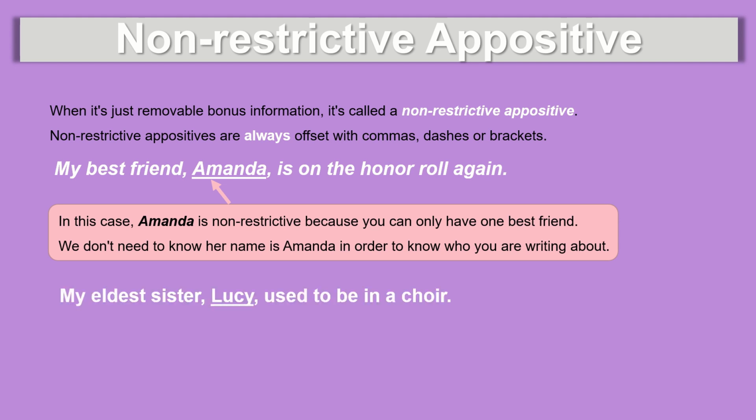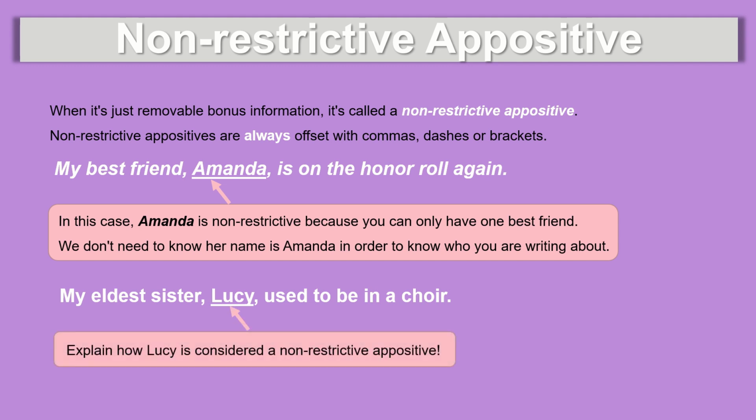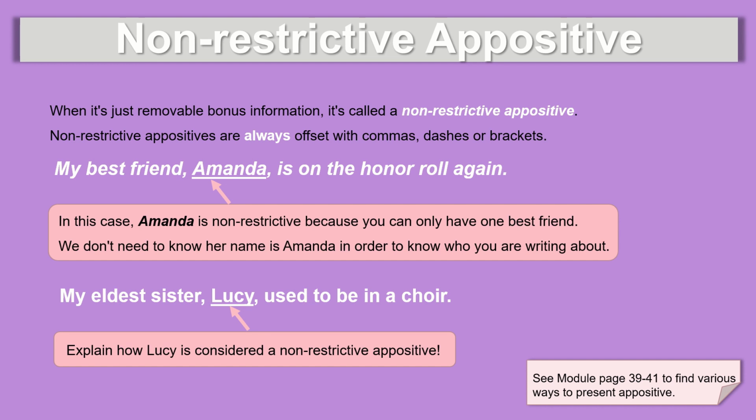My eldest sister Lucy used to be in a choir. Can you explain how Lucy is considered a non-restrictive appositive? Yep, that's right. Maybe you only have one eldest sister, and we know who she is. Therefore, providing the appositive Lucy is not necessary because we already know who your eldest sister is. This way, Amanda and Lucy are called non-restrictive appositives. For various ways to present appositives, you can see your module pages 39 to 41.